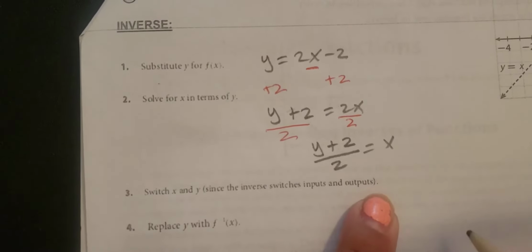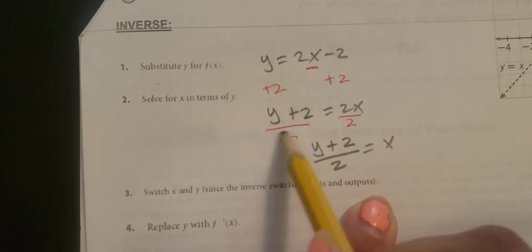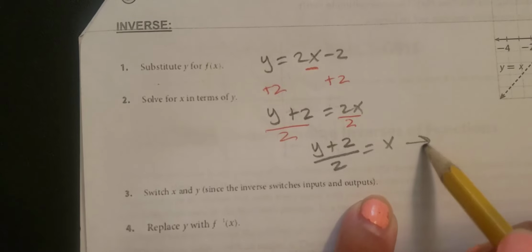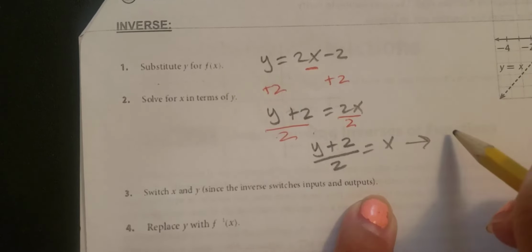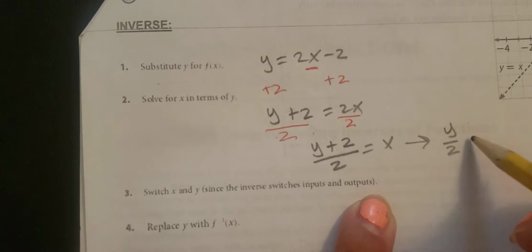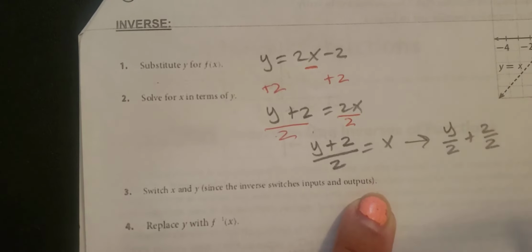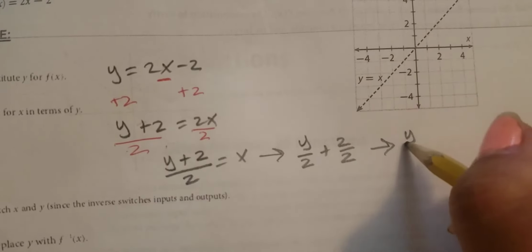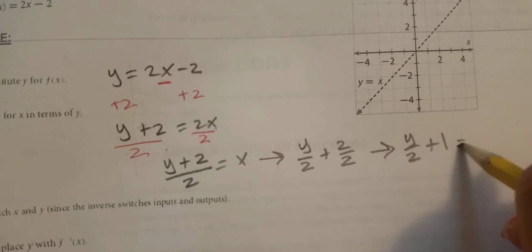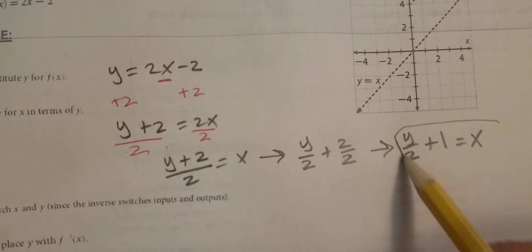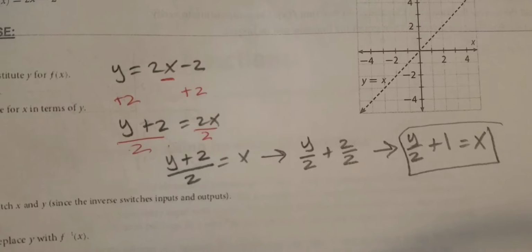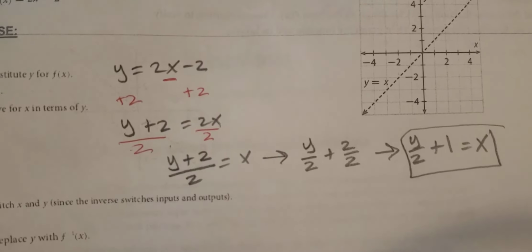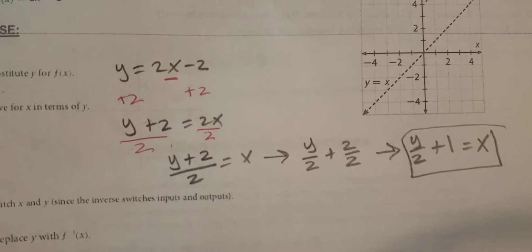So this is kind of a prelude. If you know you're going to be graphing this later on, remember what I said. See how I divided everything by 2? I can just divide every single term by 2, and this is what it's going to look like. Y over 2 plus 2 over 2. And guys, 2 over 2 simplifies to 1. So this would be y over 2 plus 1 equals x. Okay? All right. So this is just me simplifying it, okay?